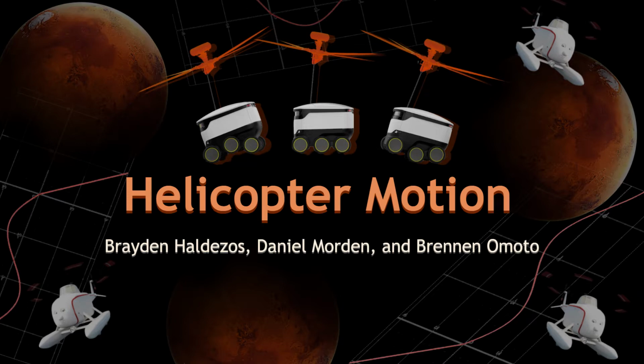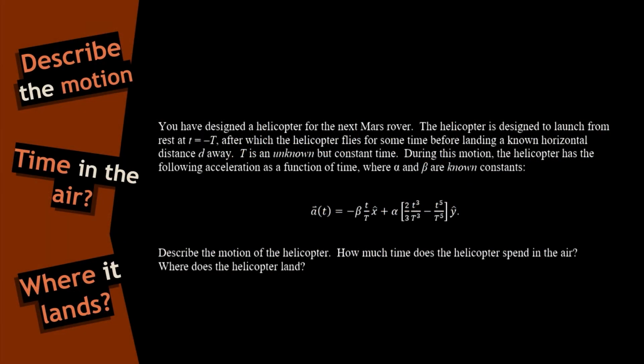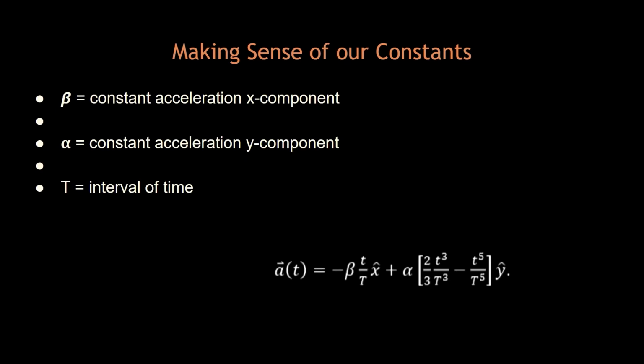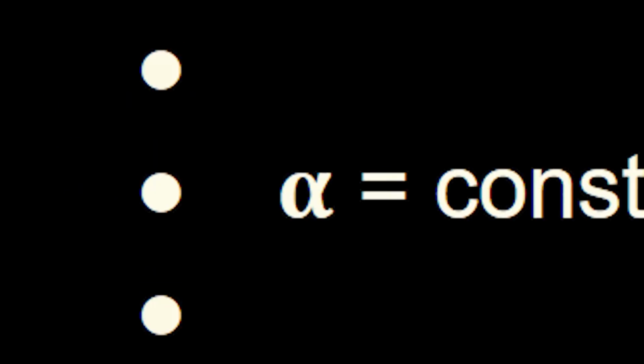of a Helicopter. In this situation, we have a helicopter, one to be used for the next Mars rover. From rest at t equals negative big T, the helicopter launches and flies for a duration of time before landing at a known horizontal distance away. Given the situation and equation for acceleration of time, we must describe the helicopter's motion, its time in the air, and where it lands. Based on the information, we have three constants, beta, alpha, and big T.